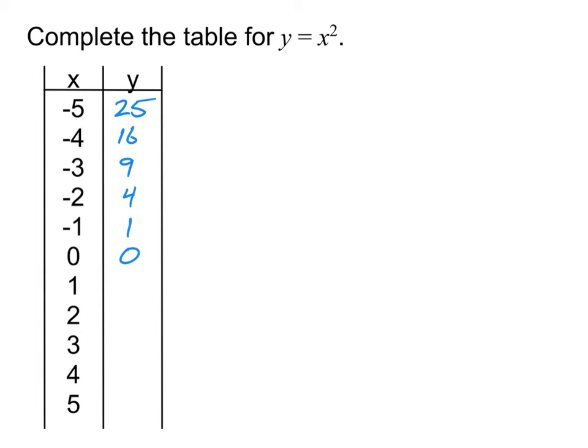And then we get into the positives, which actually are going to be even easier than the negatives were. So 1 squared, that's 1 times 1, is 1. And then 2 squared, 3 squared, 4 squared, and 5 squared. And then that table would be complete.